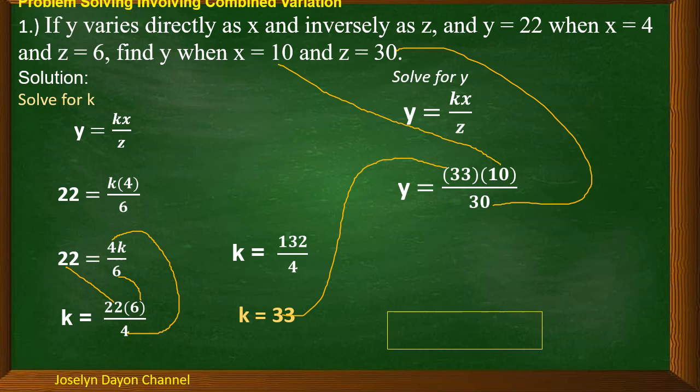Simplify further. So we have 33 times 10, that is equal to 330. We bring down 30 in our denominator part and divide. 330 divided by 30 is equal to 11. So meaning to say, y is equal to 11 when x is equal to 10 and z is equal to 30.